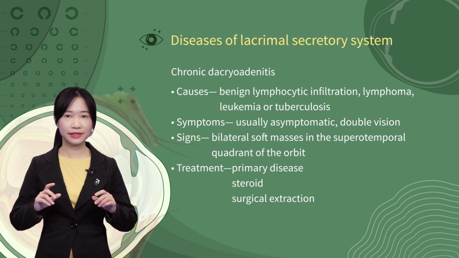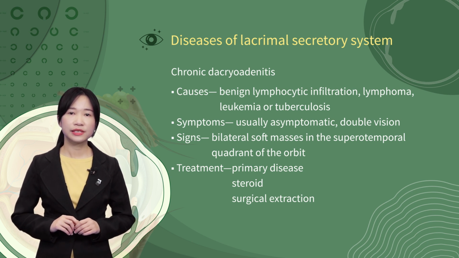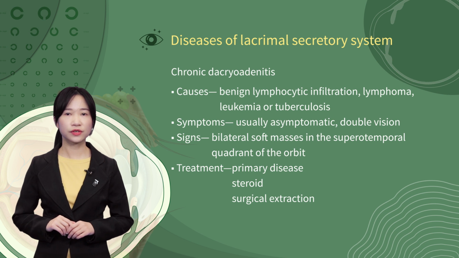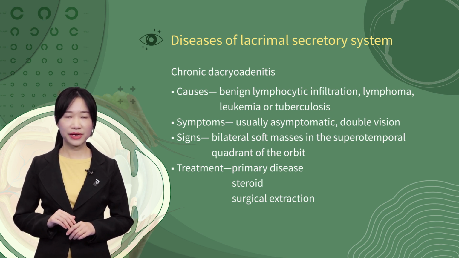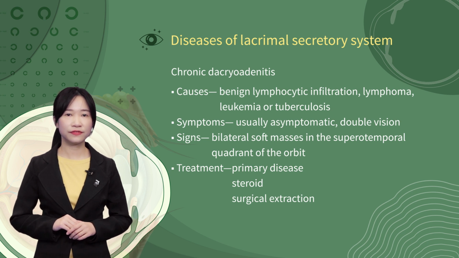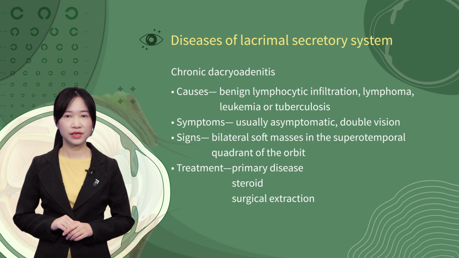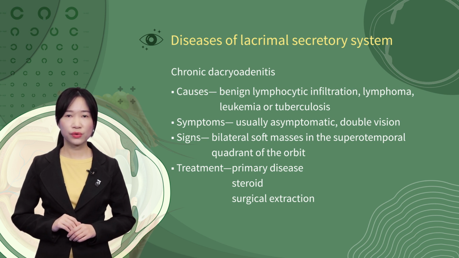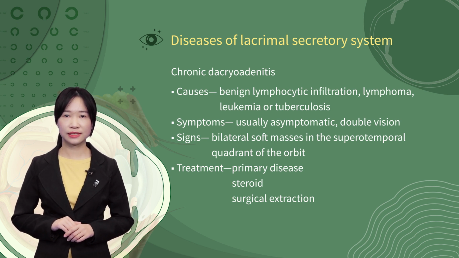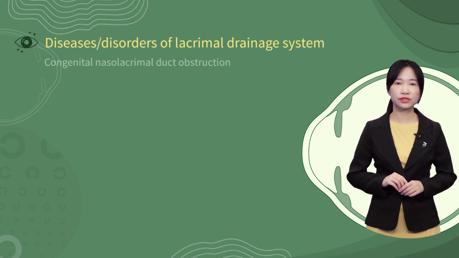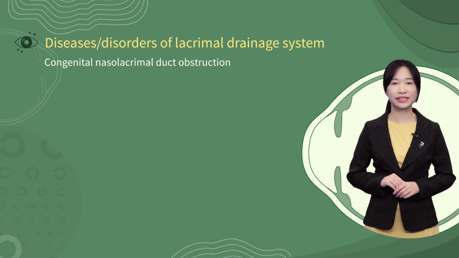It appears bilaterally as a soft mass in the supratemporal quadrant of the orbit. Treatment for chronic dacryoadenitis depends on the primary disease and severity. Steroid may be adequate in some cases. If it doesn't work, surgical extraction is sometimes indicated to relieve the symptoms. Now let's turn to diseases and disorders of the lacrimal drainage system.